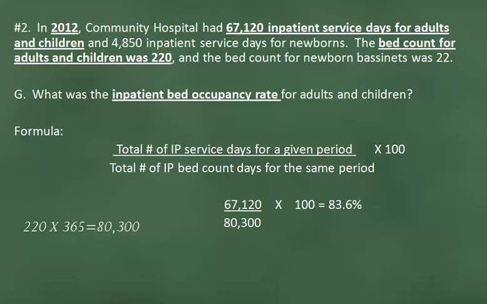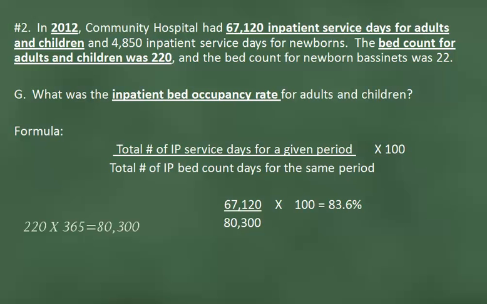Okay, now we're going to look at letter, let's see, that says G, but I apologize, that should actually be C. I was going to look at what was the inpatient bed occupancy rates for adults and children. I skipped over the letter B because it's about newborns, and I want you to work that one on your own. But letter C says what was the inpatient bed occupancy rate for adults and children.